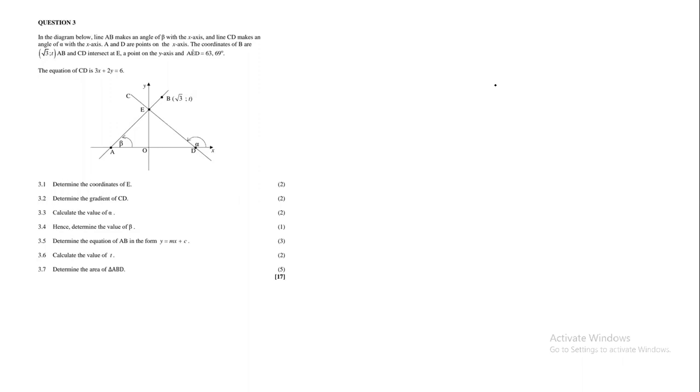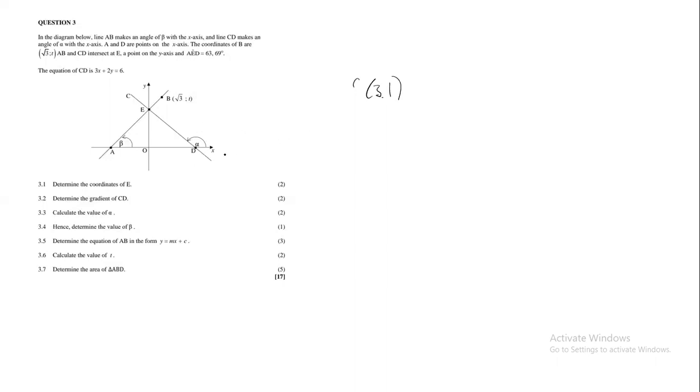So now I'm going to do question number 3.1. It reads as follows: determine the coordinates of E, for 2 marks. Let's go back to our diagram to locate E. Here is E located. They want us to determine the coordinates of E. So we're going to determine the coordinates of E.